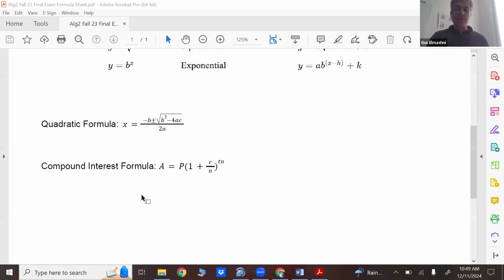And you're also getting, we actually updated this. There's more we'll provide. But you get all the interest formulas, you get the quad form, you get the vertex, you get all that stuff.